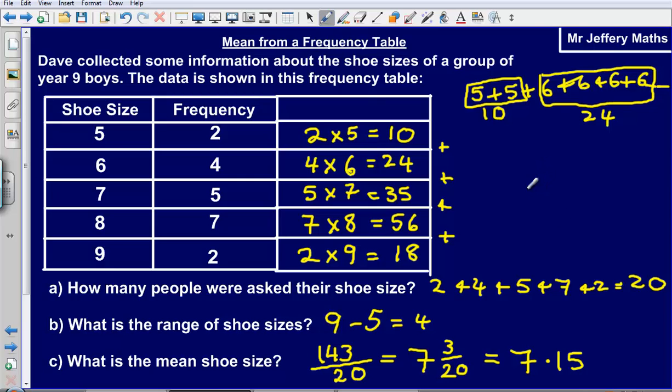So just to recap, the key bit of information in this video is the shortcut that you can cut down on the amount of work that you need to do by simply multiplying the frequency by the value, so the number of times that value came out in the survey.